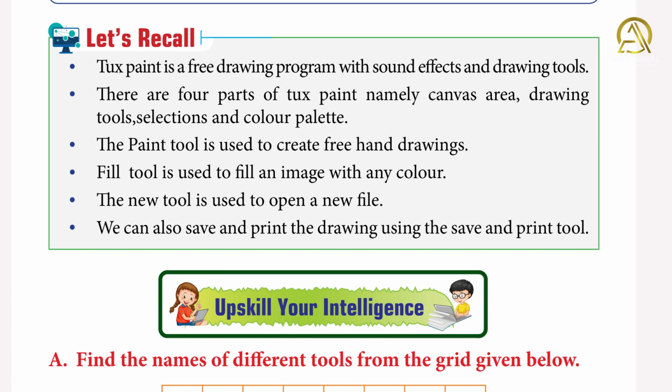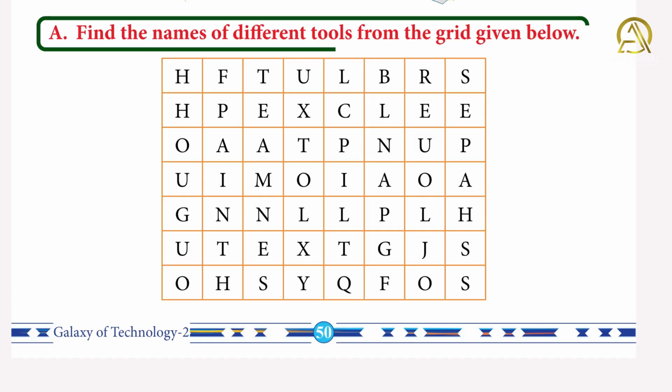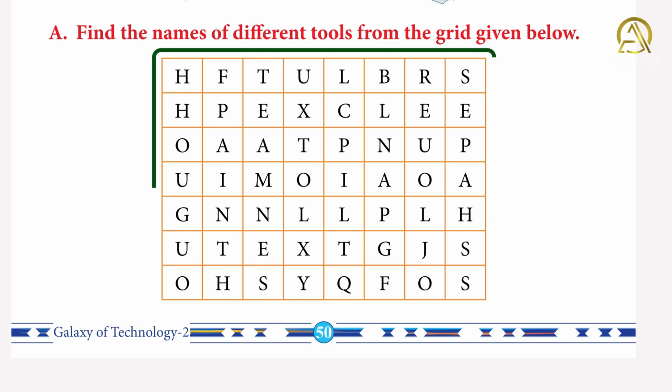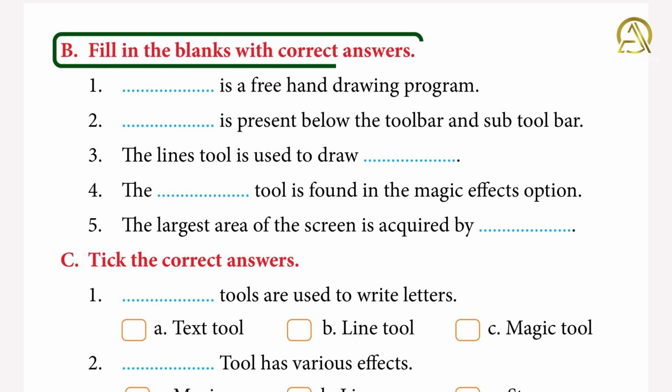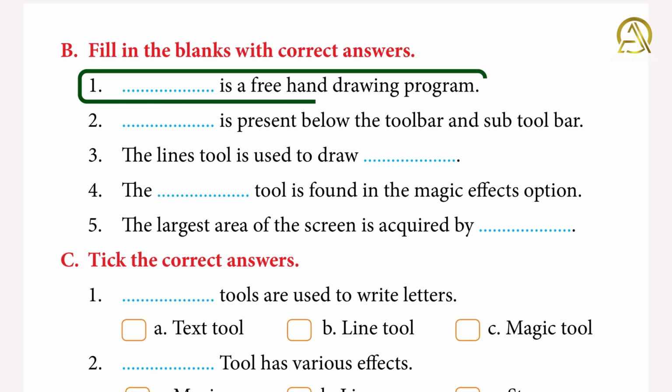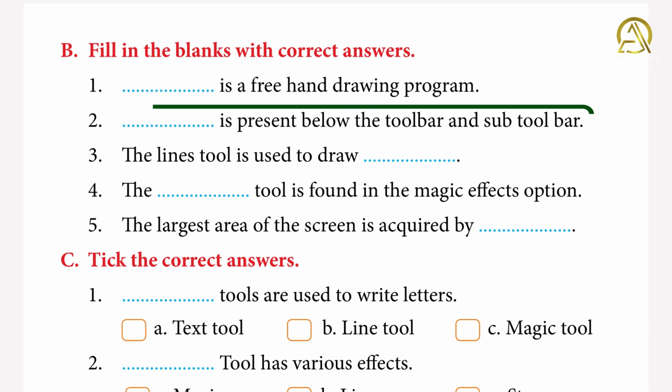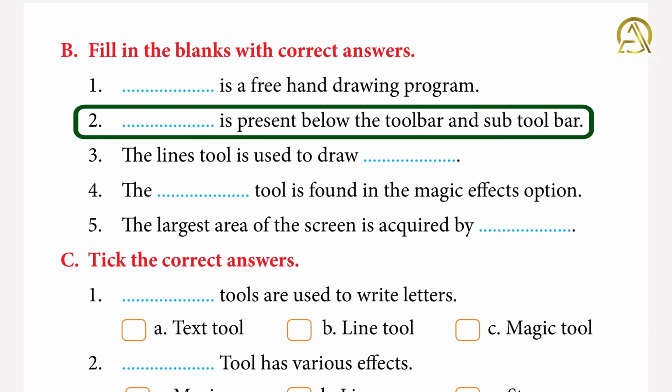Upskill your intelligence. A. Find the names of different tools from the grid given below. Answer: paint, text, lines, shapes. B. Fill in the blanks with correct answers. 1. Dash is a freehand drawing program. Answer: Tux Paint. 2. Dash is present below the toolbar and sub-toolbar.